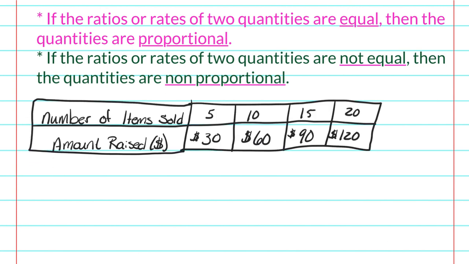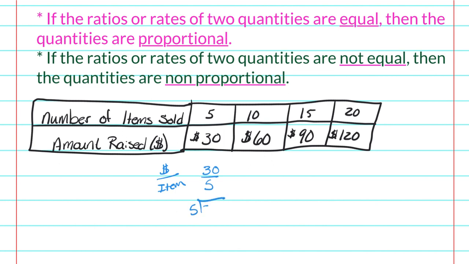Here is an example. So we have the number of items sold and then the amount raised. If I sold 5 items, I have $30. If I sold 10 items, I have $60. So first thing we need to do is put the money over items. We want to figure out, is the cost of the item the same if I sell 5, 10, 15, or 20? So go ahead and put 30 over 5. So we can work that out.